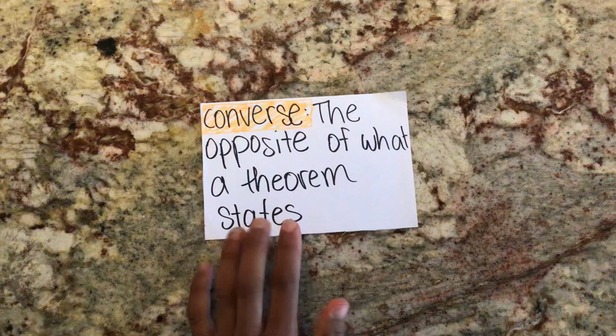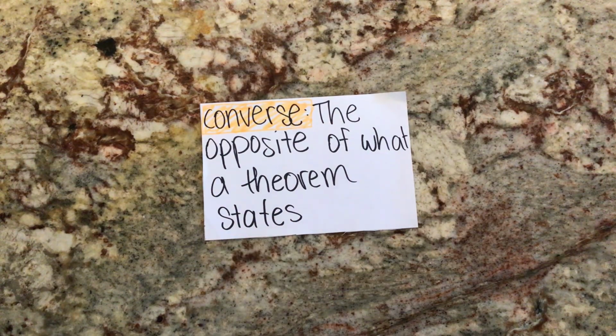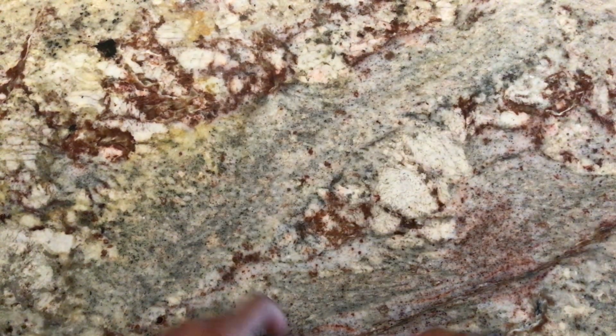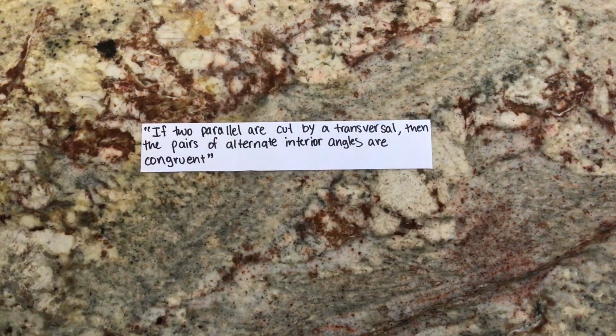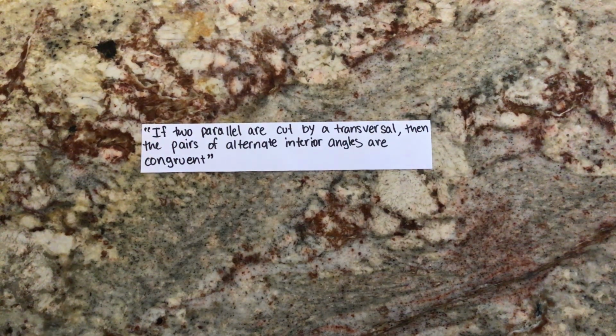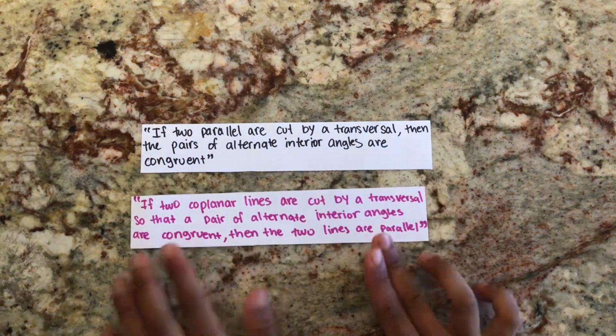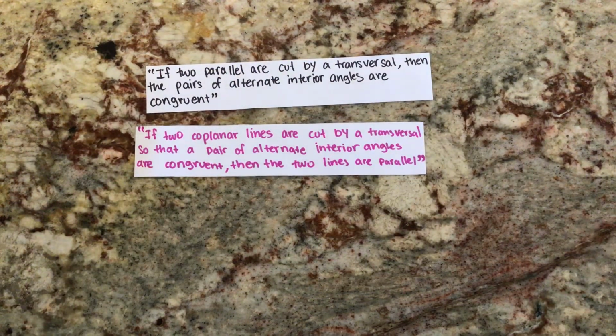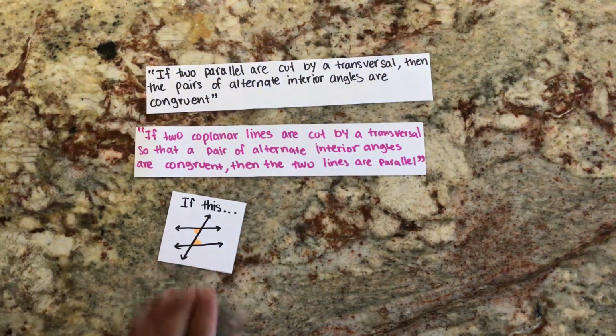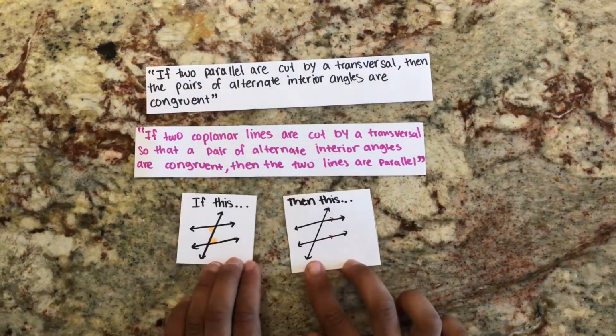Okay, let's talk about the converse of this theorem. Just remember, a converse is the opposite of what a theorem states. The original theorem says, if two parallel lines are cut by a transversal, then the pairs of alternate interior angles are congruent. By flipping the subjects, the converse would say, if two coplanar lines are cut by a transversal so that a pair of alternate interior angles are congruent, then the two lines are parallel. If you want a diagram, if you have two alternate interior angles, then the lines are parallel.